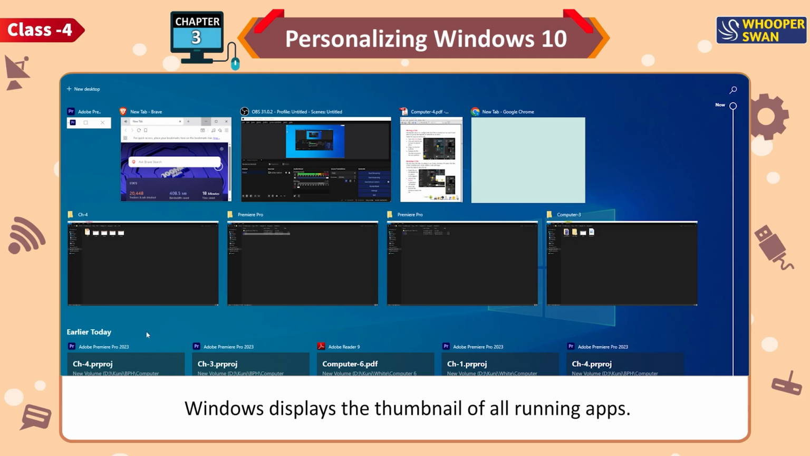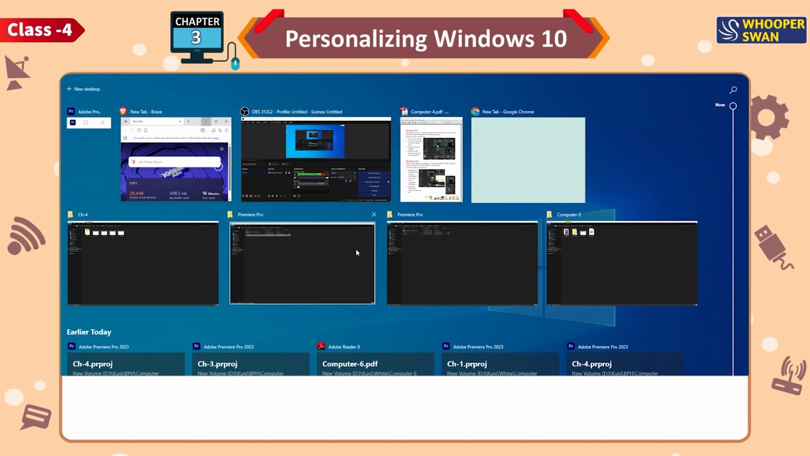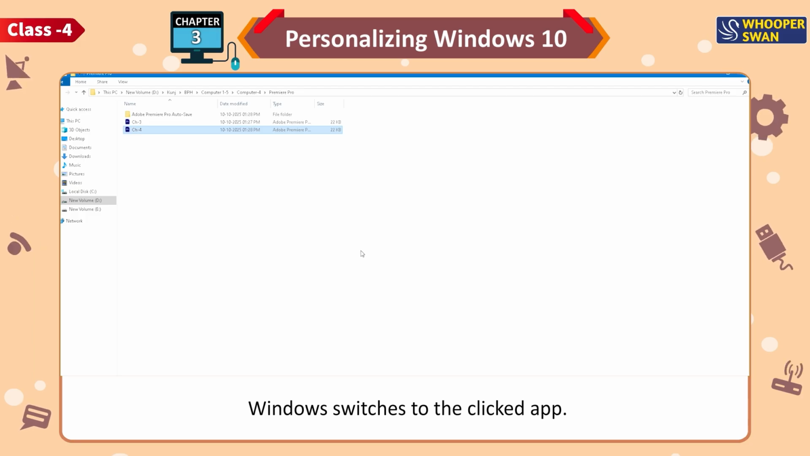Windows displays the thumbnail of all running apps. Step 2. Click on the desired thumbnail of the app we want to switch to. Windows switches to the clicked app.